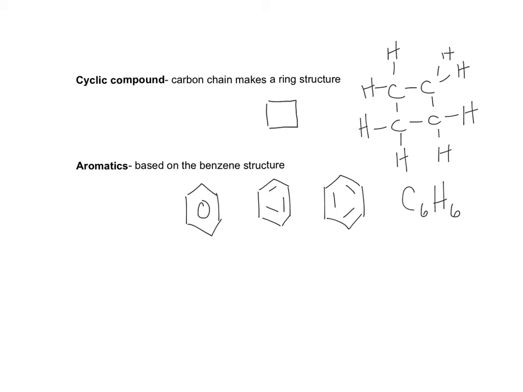So these are compounds that only contain carbon and hydrogen, and the previous 3 categories, alkanes, alkenes, and alkynes, are all considered to be aliphatic because they are basically straight chains. Both cyclic and aromatics contain a ring structure, so aliphatic are straight chains.